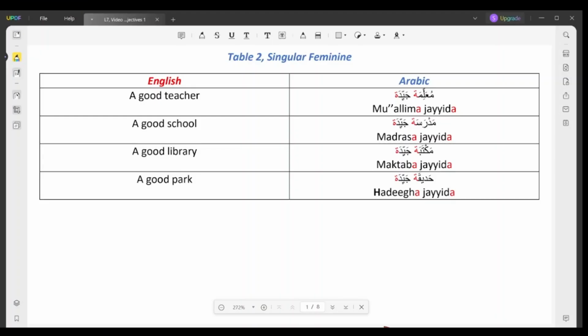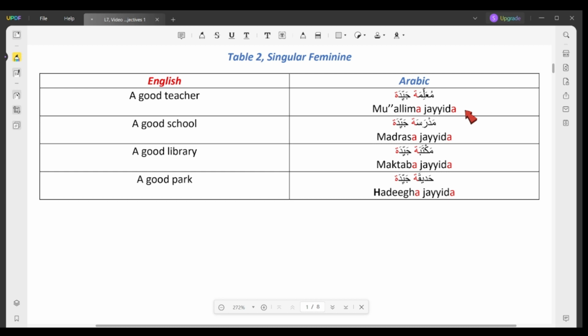Okay, now let's move on to the second table for singular feminine adjectives. Singular feminine means when we are talking to or talking about a girl. Now let's see how we can say a good female teacher. معلمة جيدة. If we look at معلمة جيدة, what we realize is that the adjective has gone from جيد to جيدة. So it has gone from masculine to feminine.